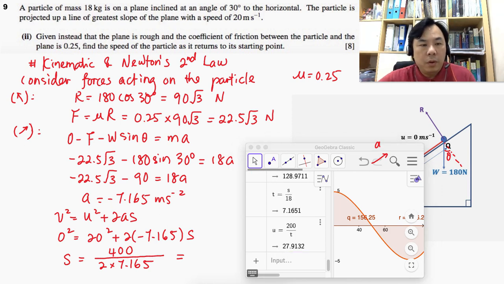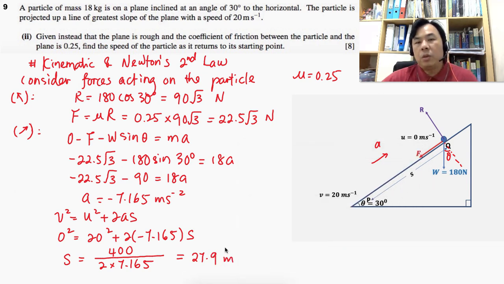Okay, so therefore the distance that it managed to reach is 27.9 meters to the nearest three significant figures. I hope that is clear. That is just the first part, just going up the slope.